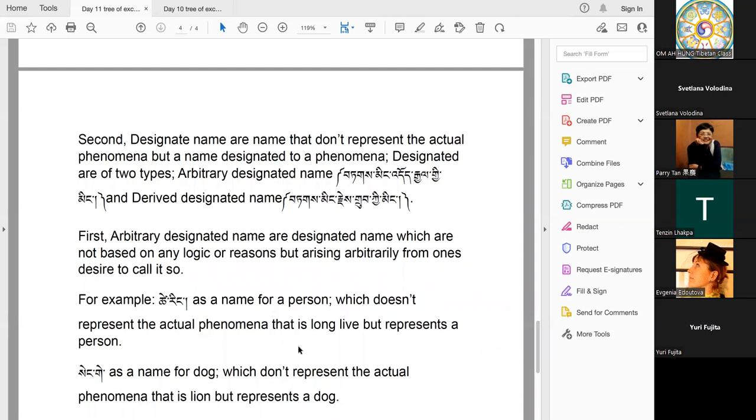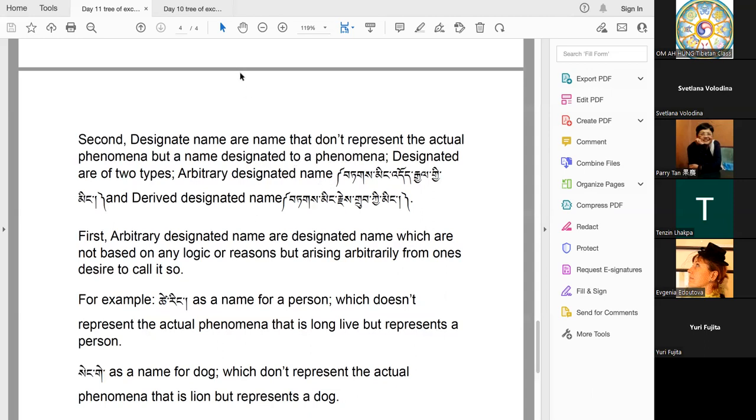Similarly, sometimes we have names for dogs. We call them Senge. And Senge itself means lion. And when we call a dog Senge, it doesn't mean that the dog is a lion. It's just a name that we wanted to give the dog. Sometimes it could be reasonable if, for example, it's a Tibetan Mastiff and it's a very big dog and it has a mane which looks like that of a lion.